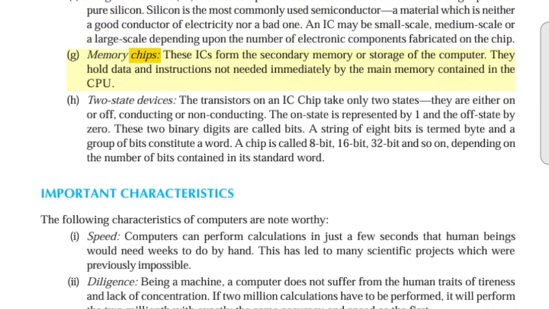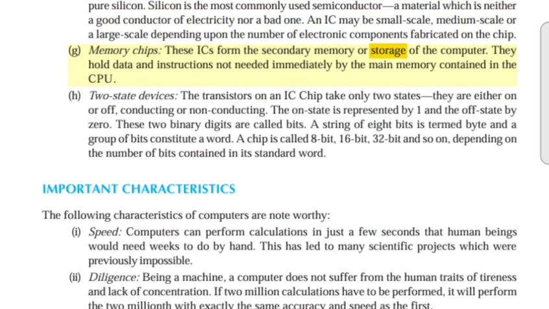G. Memory chips. These ICs form the secondary memory or storage of the computer. They hold data and instructions not needed immediately by the main memory contained in the CPU.